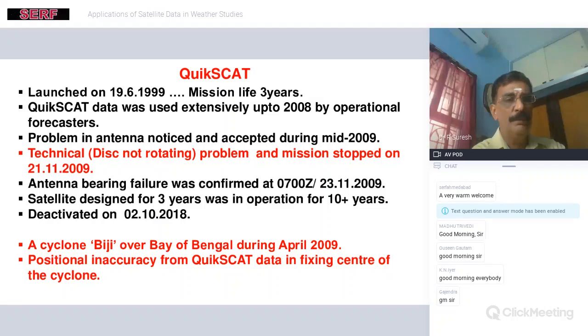So this I covered now, and then QuikSCAT mission life was 3 years. It worked from 1999 to 2009, 10 years, and then only in the later period, when we had a cyclone by name Bijli in April, we had a problem. We in fact interacted with some known persons from NOAA, NASA, etc. Then ultimately it was accepted by June or something like that. QuikSCAT had some problem and ultimately got decommissioned sometime in November 2009.